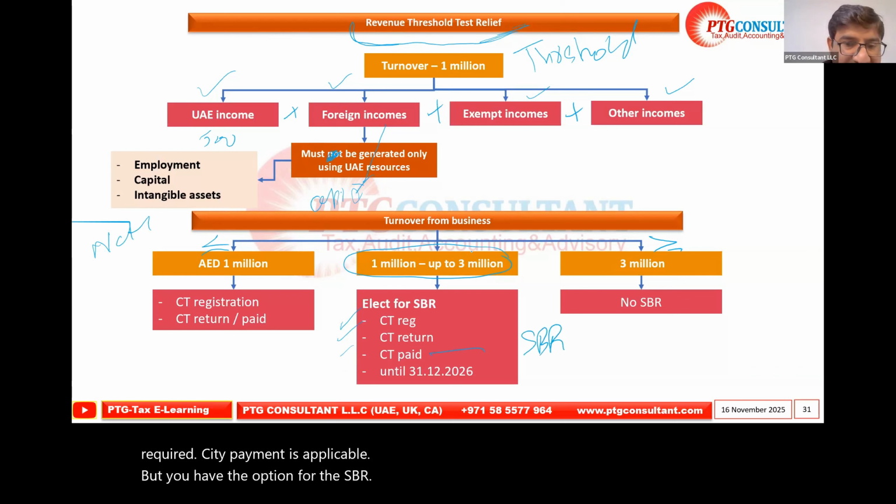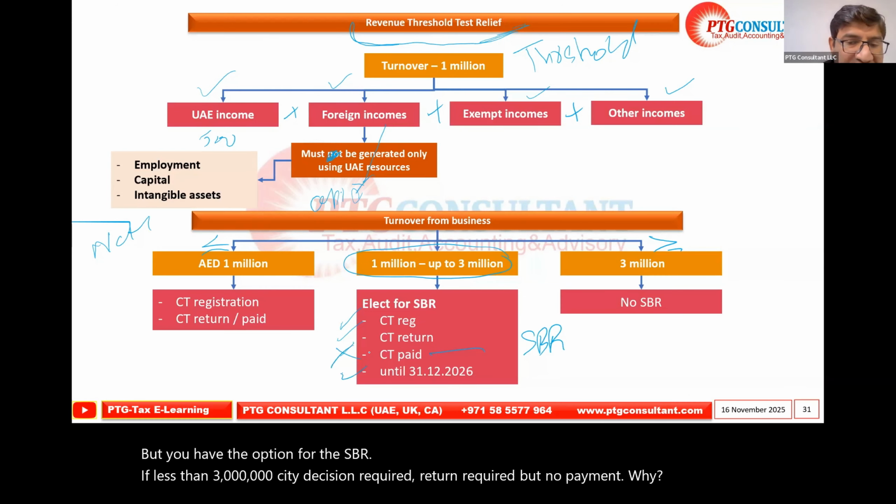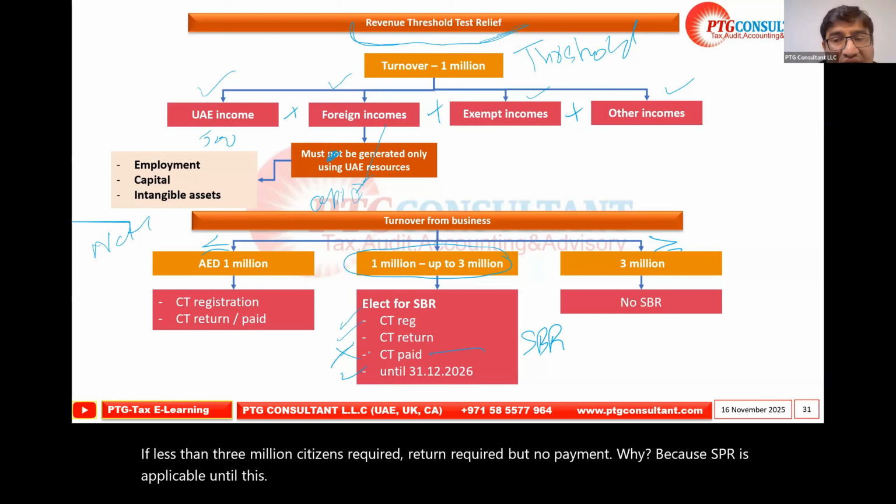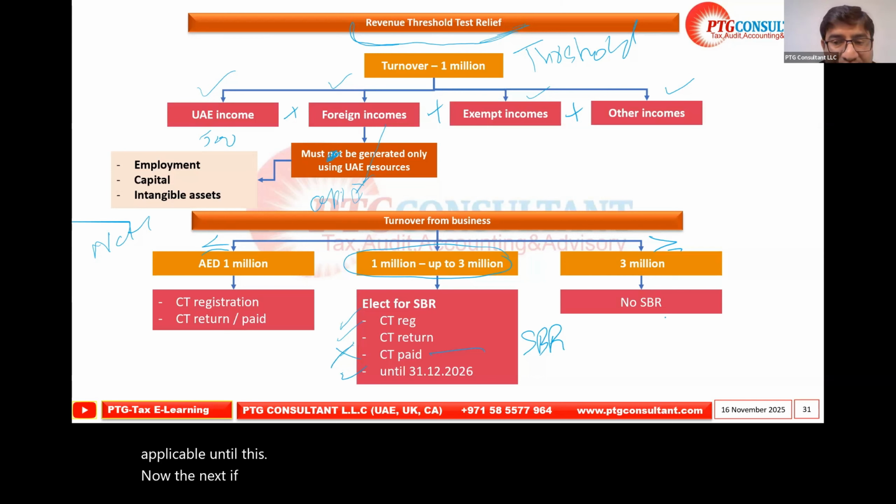If less than 3 million, city registration is required, a return is required, but no payment. Why? Because SBR is applicable until this. Now the next, if more than 3 million, no SBR.